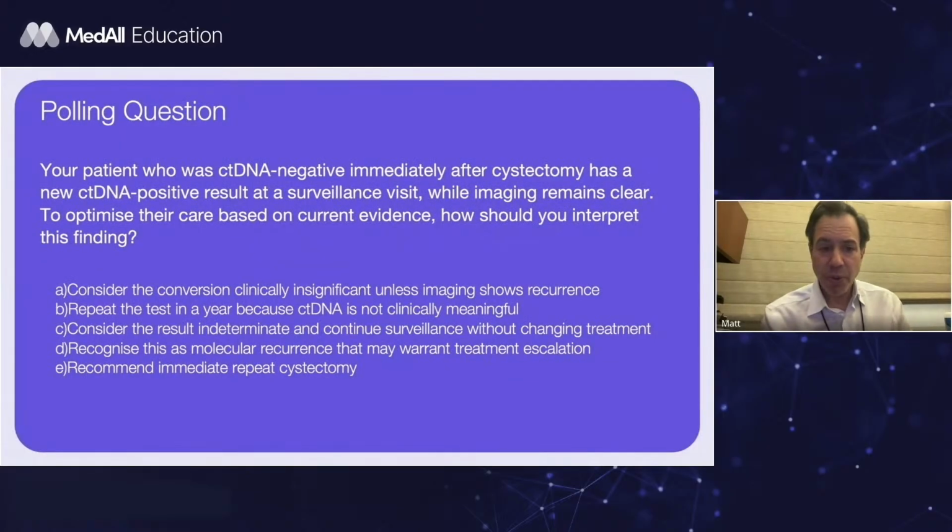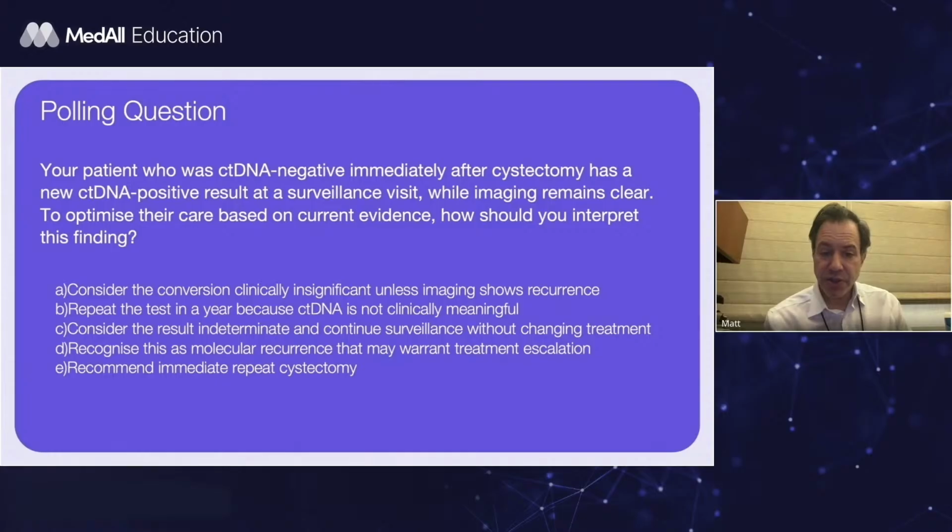So let's start with a polling question. Your patient who had a ctDNA negative assay immediately after cystectomy has a new detectable ctDNA result at surveillance follow-up. There's no evidence of disease on imaging. To optimize their care based on current evidence, how should you interpret this finding?